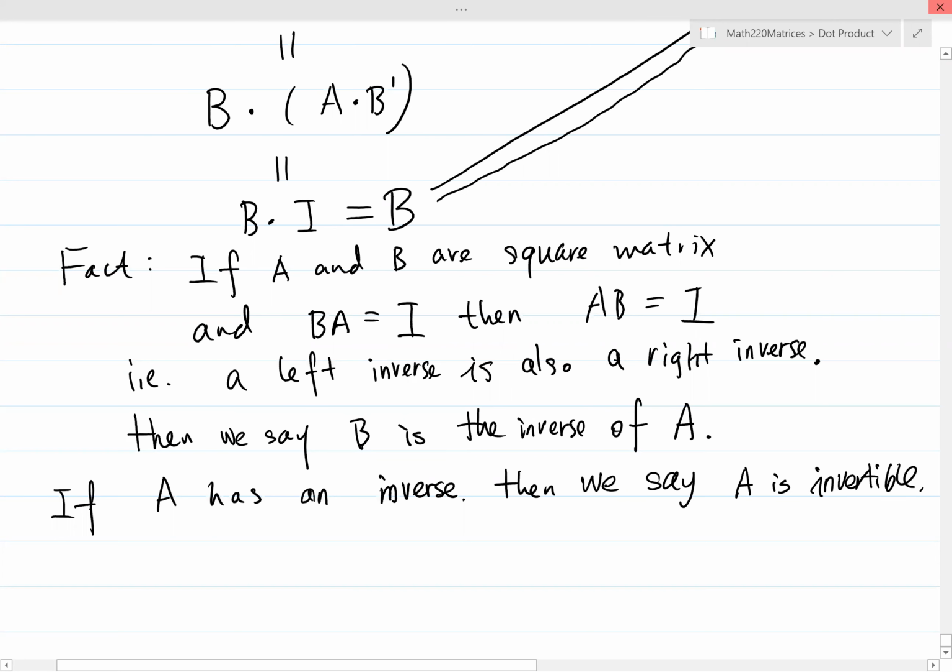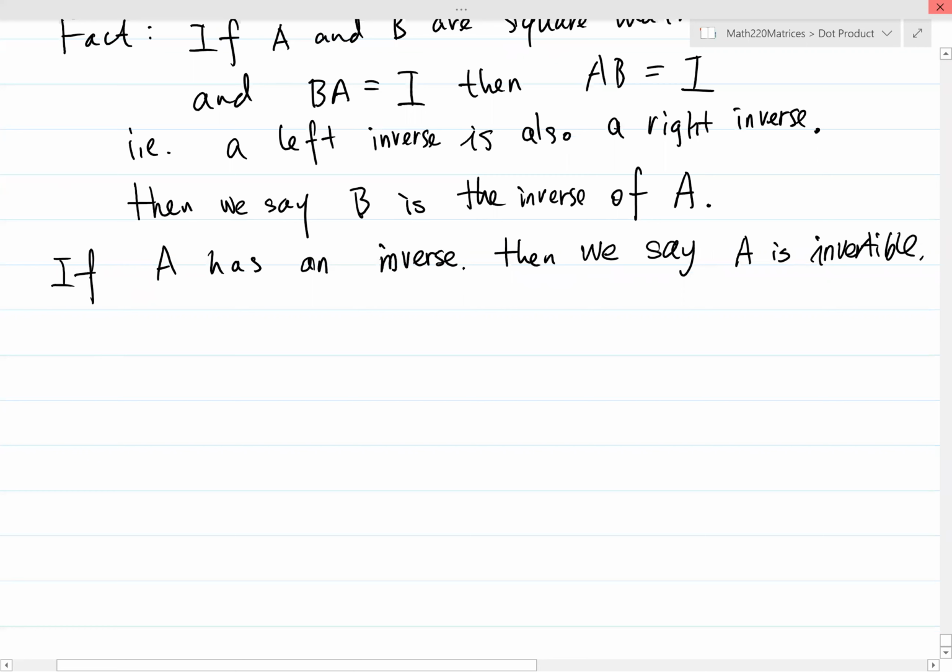Invertible. Now, when we do some operation, a natural question is: is this operation invertible or not? If this operation is invertible, then we don't lose any information. We can recover it by just the inverse operation. So it's a really important question.